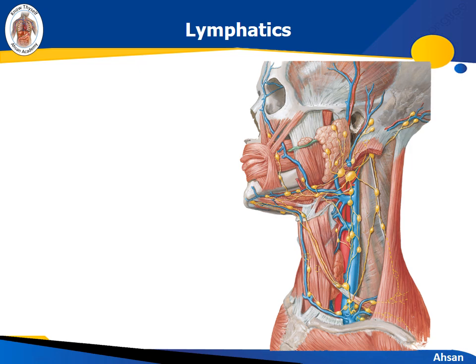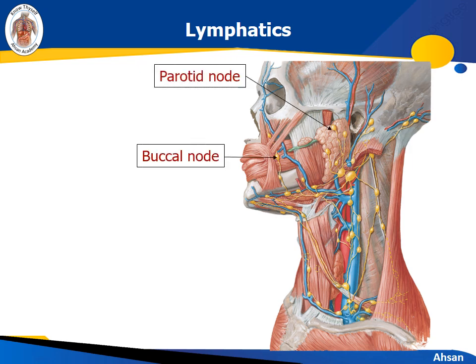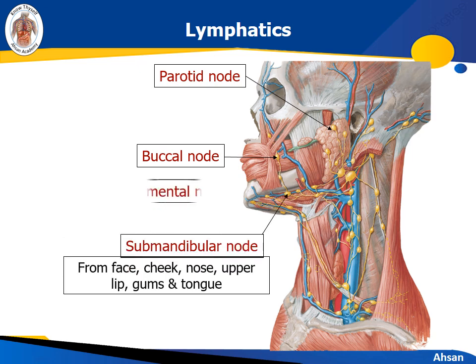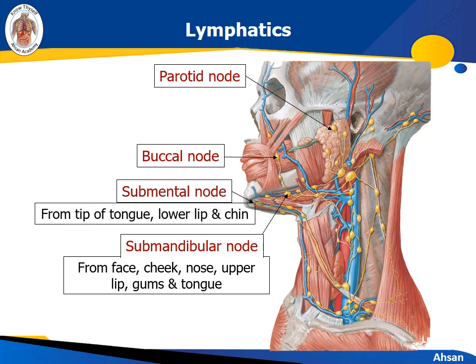Lymphatic drainage. The face has only two groups of lymph nodes draining limited lymphatics, the buccal group and the parotid group of lymph nodes. This is the submandibular group and this is the submental group. The submandibular group of lymph nodes carries most of the lymph from the face, cheek, nose, upper lip, gum and tongue. The submental group carries lymph from the tip of the tongue, lower lip and chin.